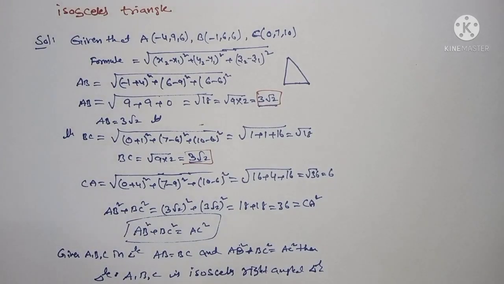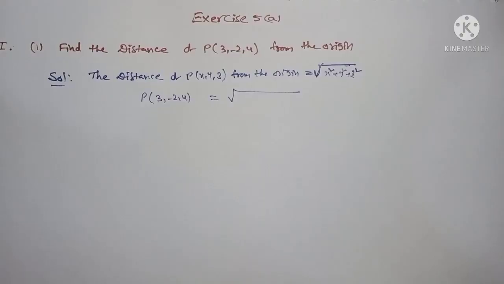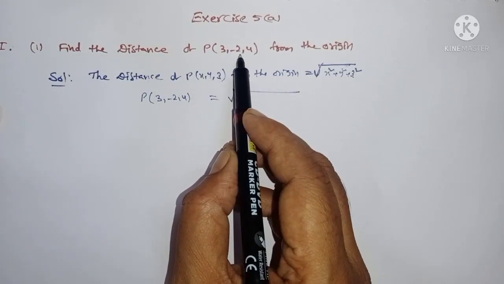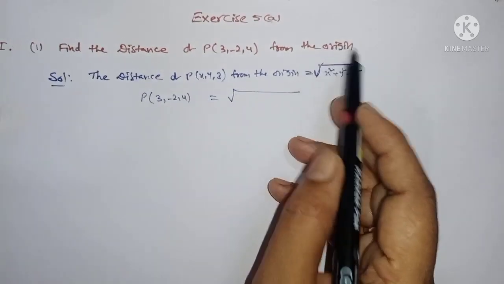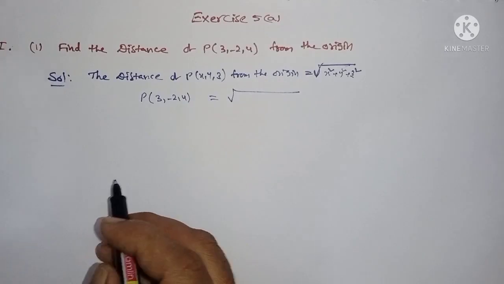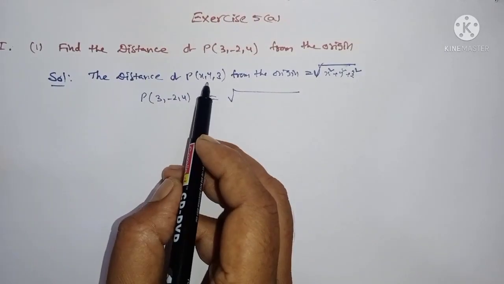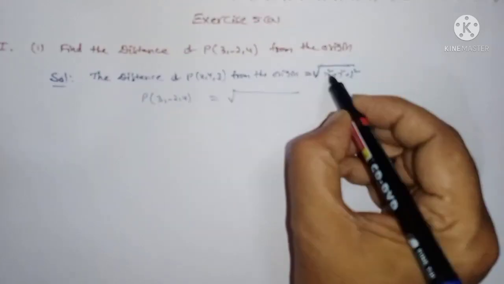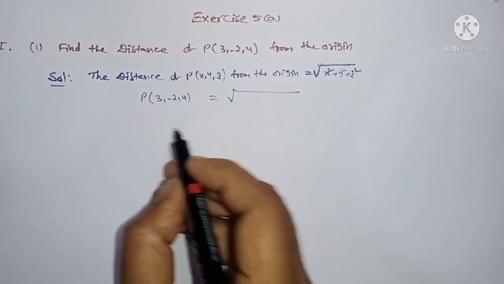Okay, exercise 5a, first bit problem. Find the distance of the point P of 3 comma minus 2 comma 4 from the origin. What is the formula? Distance from the point P of x comma y comma z from the origin is under root of x square plus y square plus z square.